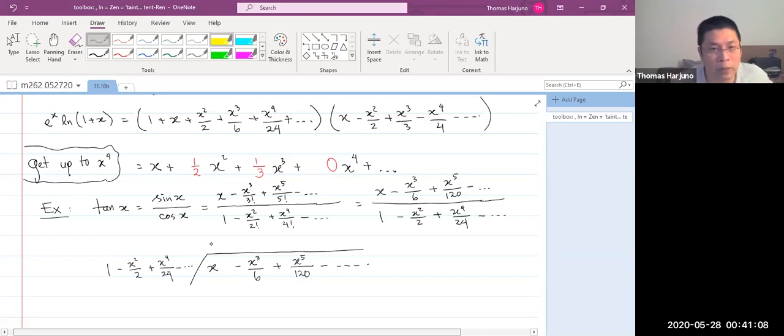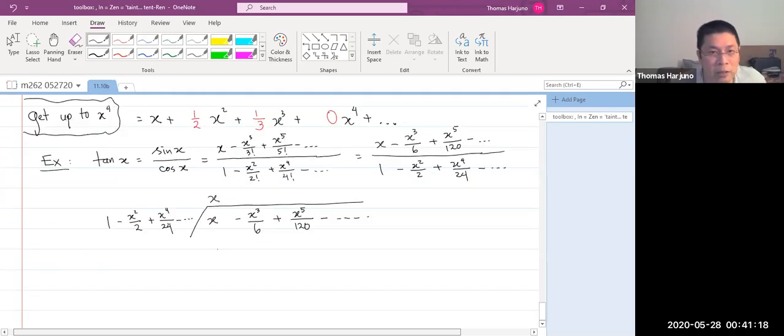I will multiply the whole series there by x. So 1 times that x is x. And then negative x squared over 2 times x is negative x cubed over 2, plus x to the 5th over 24 and on. Now subtract.